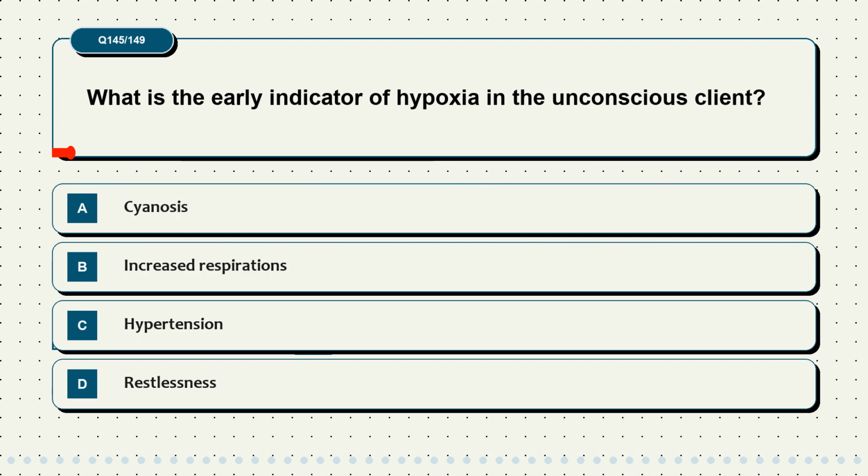Question 145. What is the early indicator of hypoxia in the unconscious client? Here are the options. Option A. Cyanosis. Option B. Increased respirations. Option C. Hypertension. Option D. Restlessness.